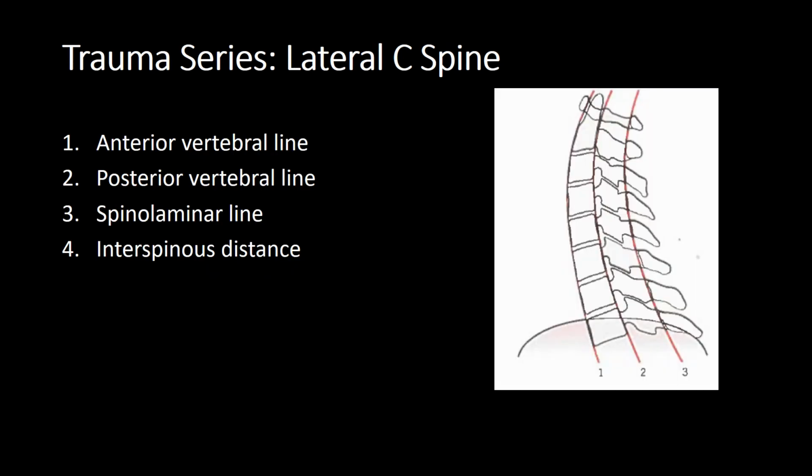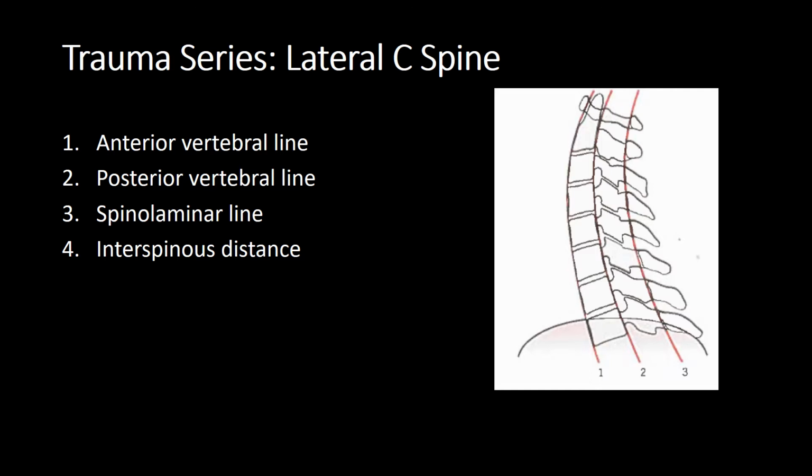When assessing for alignment, we use 3 vertebral lines. The anterior vertebral line, the posterior vertebral line, and the spinal lamina line.